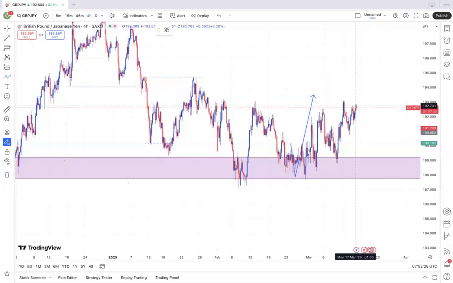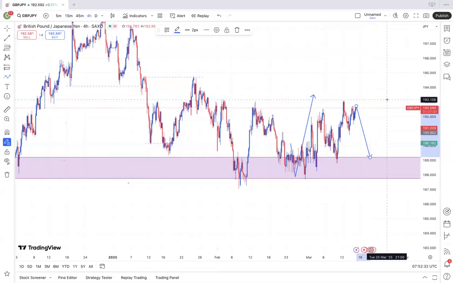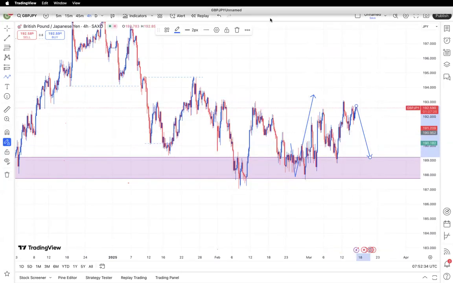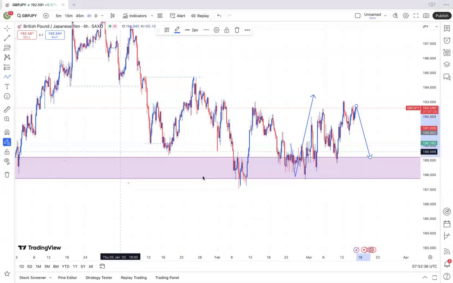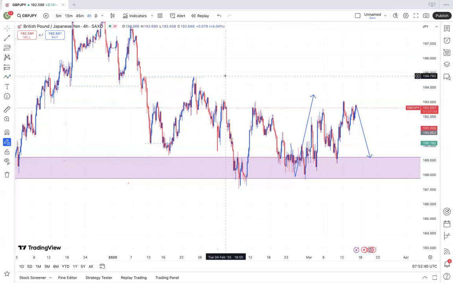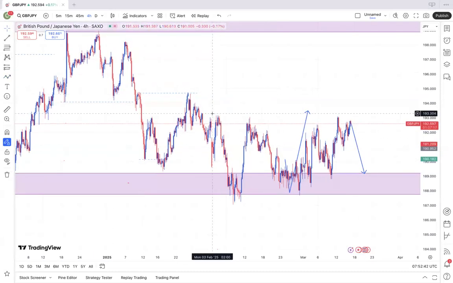So for me, what I'm going to be looking at is either we expect market to push down price into this low and give us a continuation pattern. That's the first thing I'm going to expect. Market pushes down price into this low, gives us a continuation pattern, or a break above 193.197.